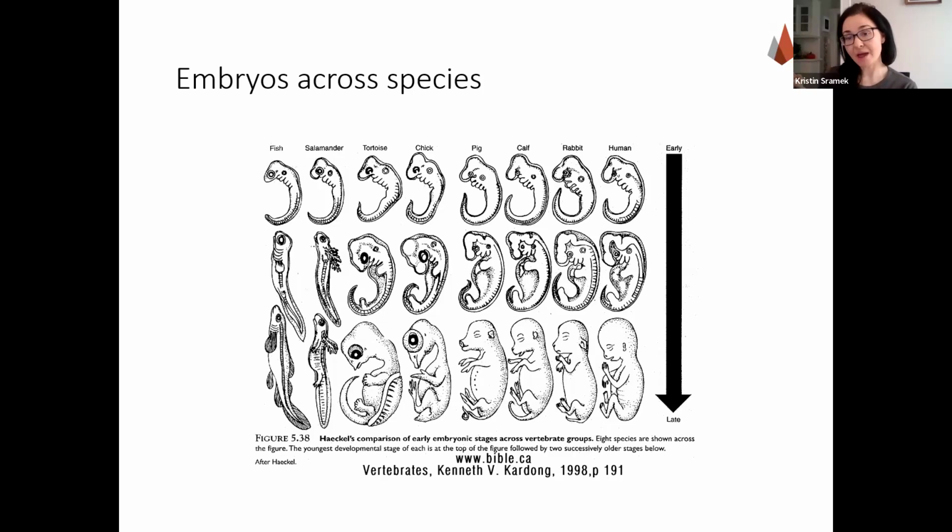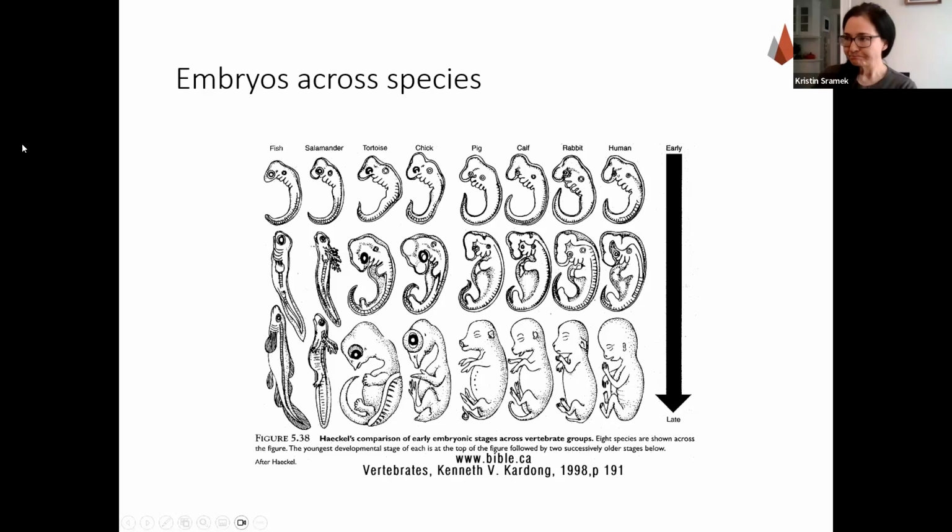the same structure that we have when comparing human embryos to other species. So you can see here we have fish, salamander, tortoise, chick, pig, calf, rabbit, and human embryos. And early on in the embryonic period, they're very similar in their structure. And then you can see that as they continue to grow, their trajectories begin to change, and then they form quite different creatures.